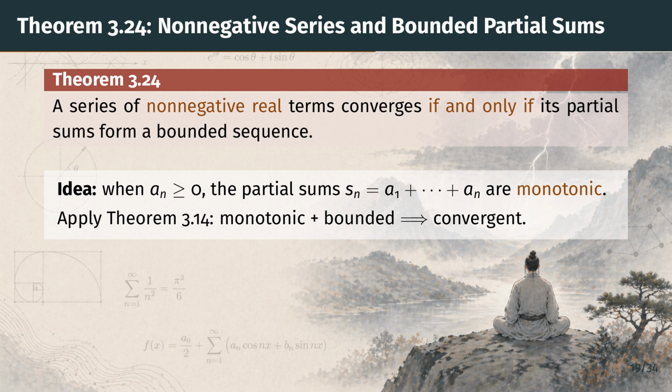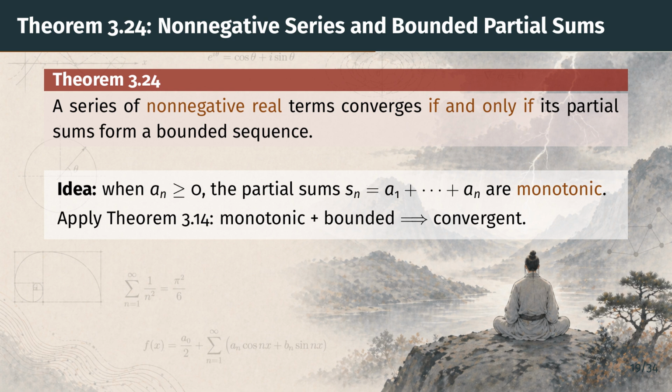Theorem 3.24 is the series analog of Theorem 3.14, the monotone convergence theorem for sequences. It is restricted to series of non-negative real terms. The footnote in Rudin emphasizes that non-negative always refers to real numbers, since there is no useful ordering on the complex plane. The reason is in the highlighted box.